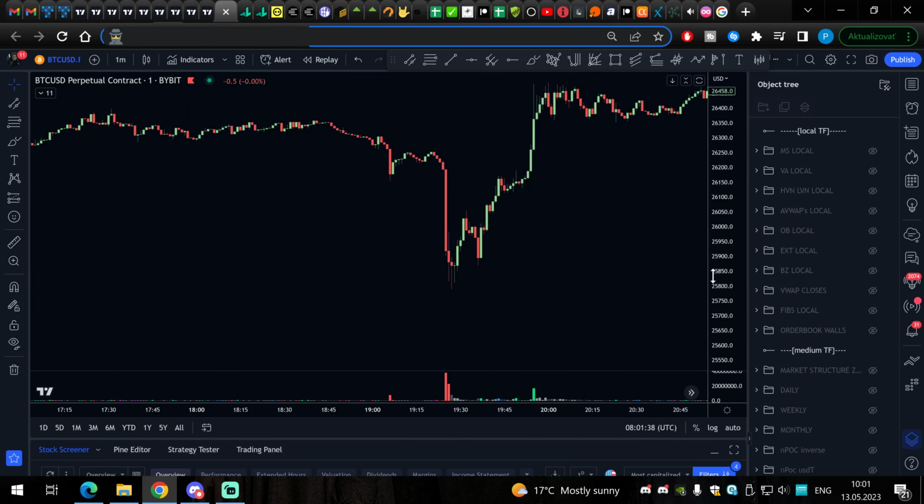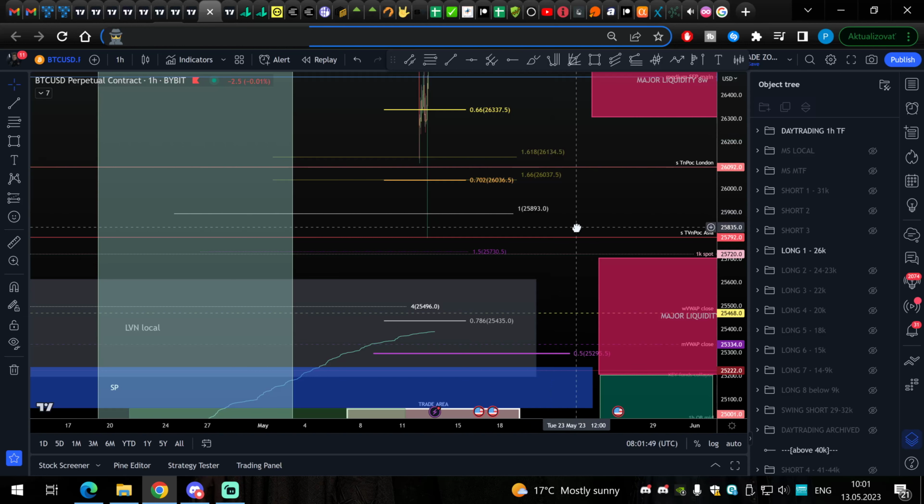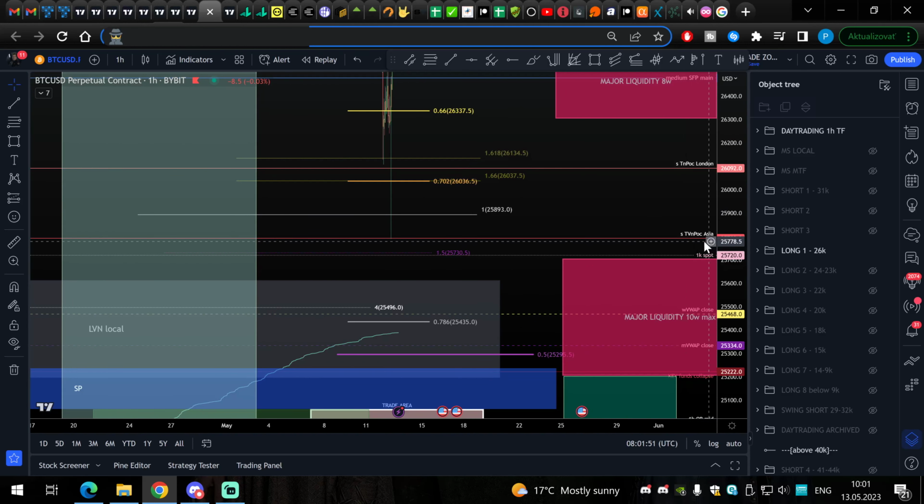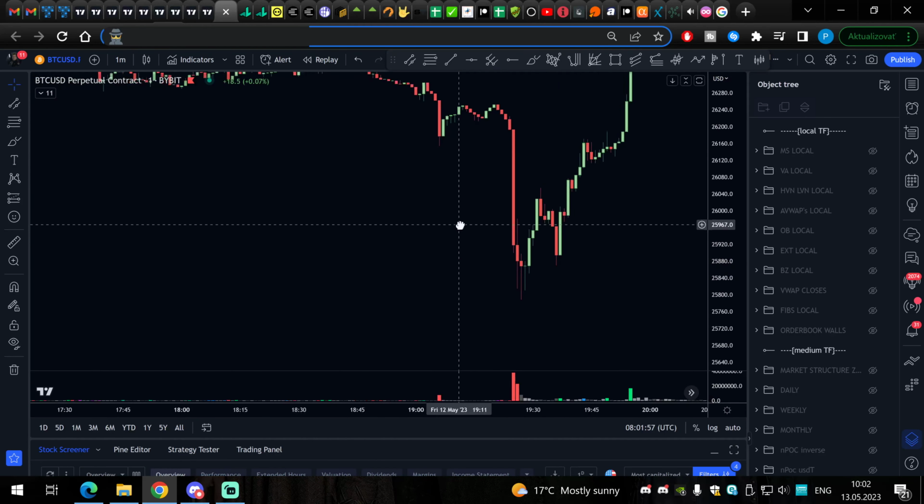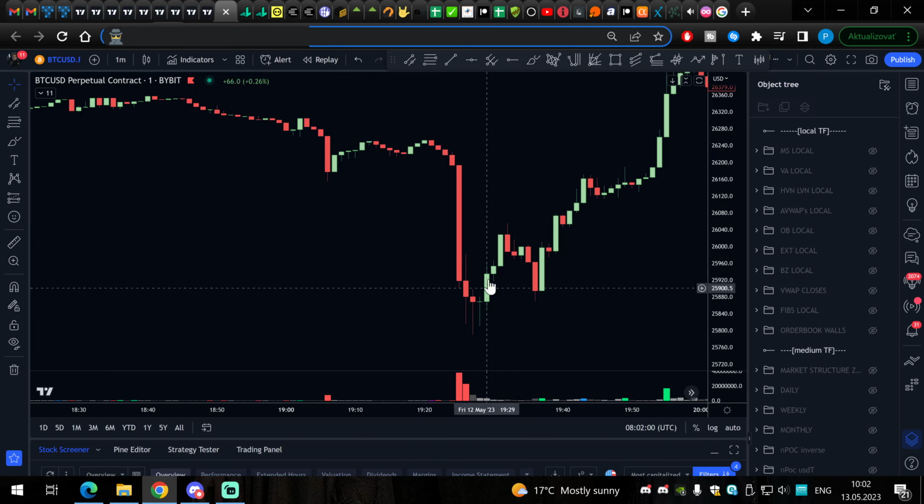The support was over here. It was the session naked point of control from Asia. It was over two months old, crazy. 25.79, we hit it to the dollar yesterday. So support was hit, and I was already getting long.